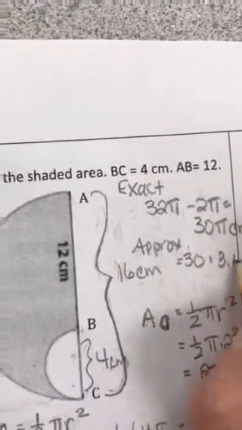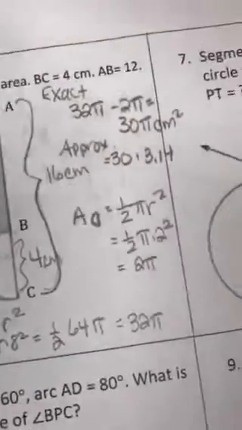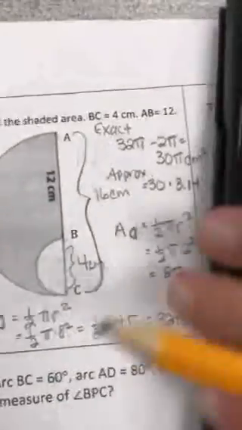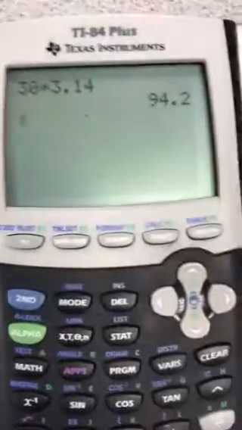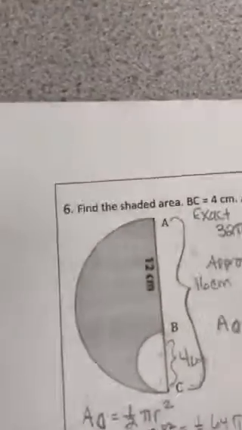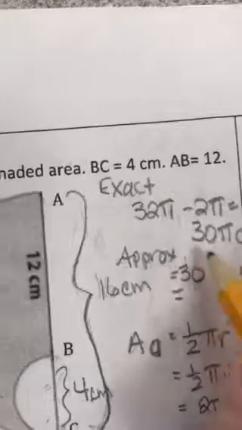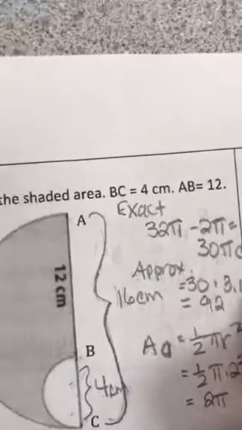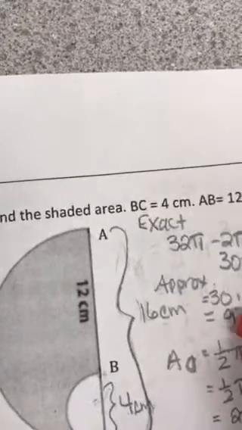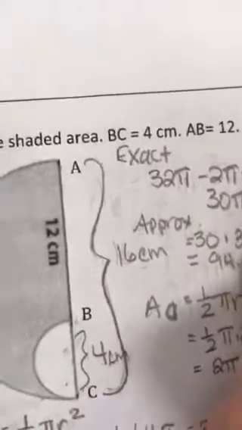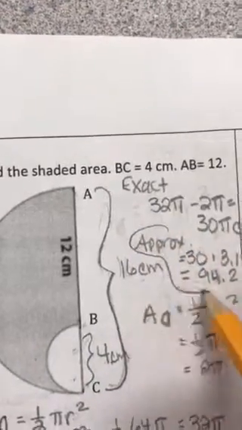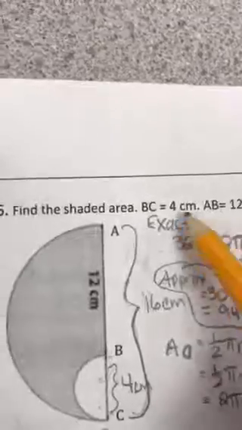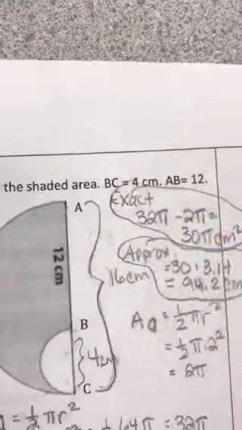times 3.14, and I'm going to do that on the calculator. So 30 times 3.14 gives me 94.2. So my approximate answer is 94.2 centimeters squared. So there's the approximate answer and my exact answer.